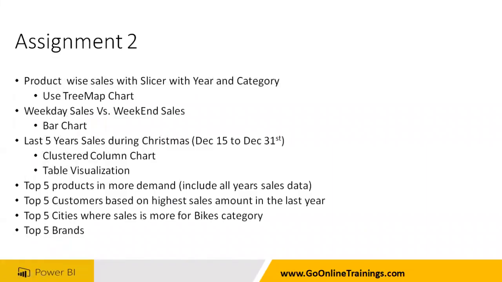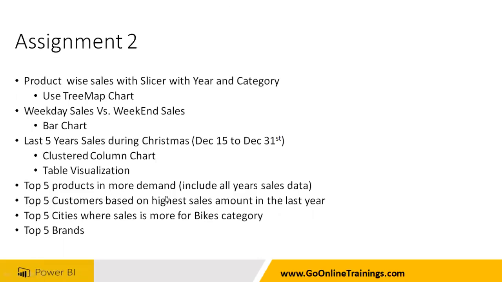product-wise sales with a slicer for year and category. Use a tree map chart. Weekday sales versus weekend sales, use the bar chart for this. Last 5 years' sales during Christmas, December 15th to December 31st of every year, you need to take and show the data in the clustered column chart for the Adventure Works data. And you can also display the same thing in the table visualization.